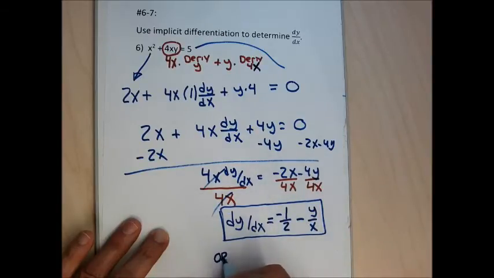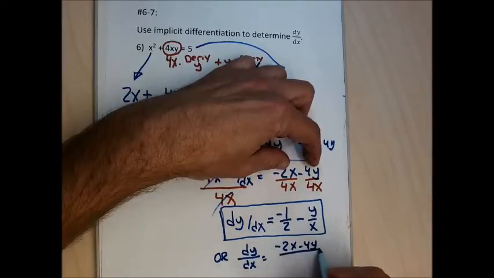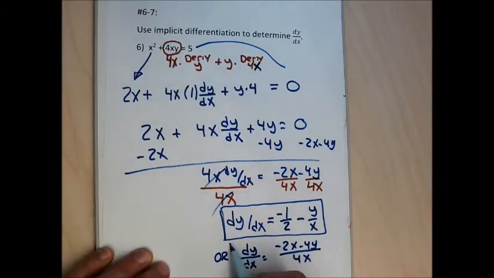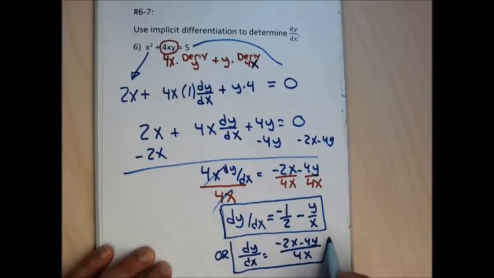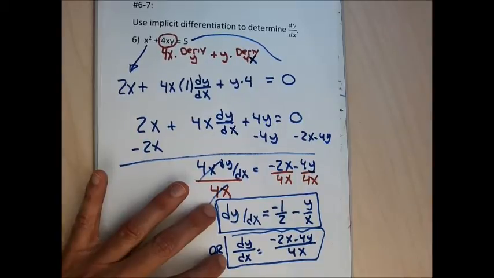Another thing that I could have done, on the right-hand side, I could have taken this minus 2x minus 4y, and instead of writing each one separately over 4x, I could have written them all over 4x. That fraction reduces, but I'm hesitant to reduce it because a lot of students would make mistakes if they did that. Both of these answers are completely correct.